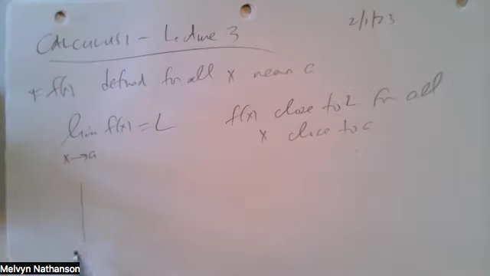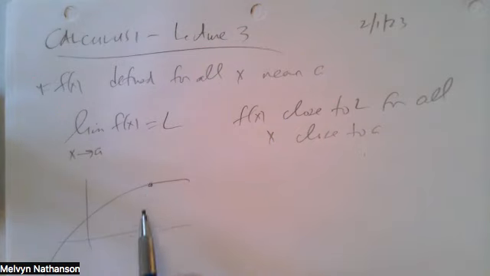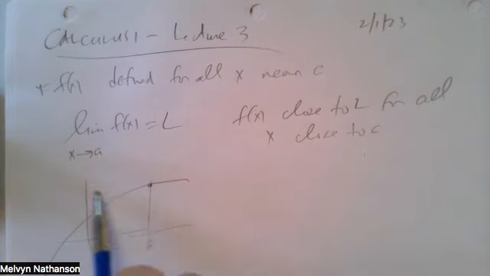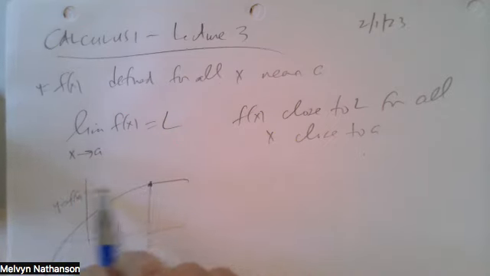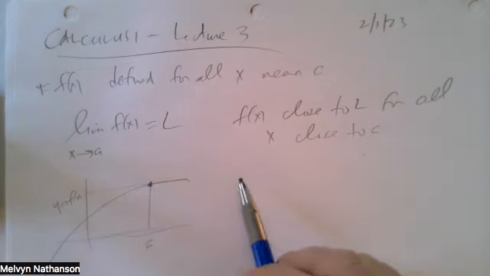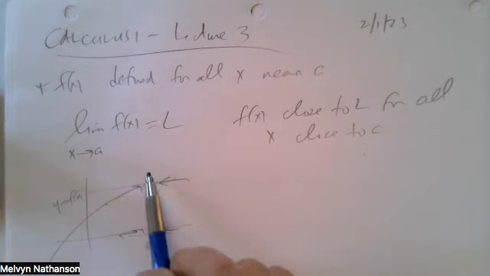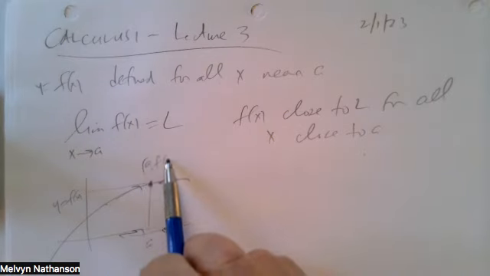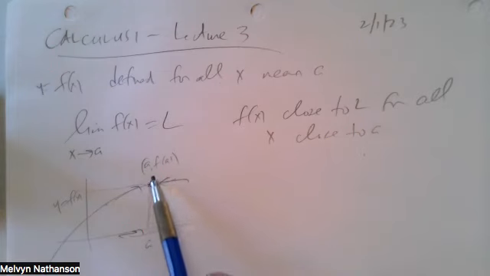So suppose we have a function and the graph of the function looks something like this. So this is a, and this is the graph y equals f of x. And you can see that as x gets closer and closer to a from the left or from the right, the function f of x is getting closer and closer to this number f of a. So the way I've drawn this example, the limit of f of x as x approaches a is equal to just f of a.